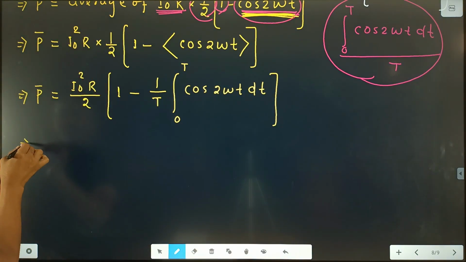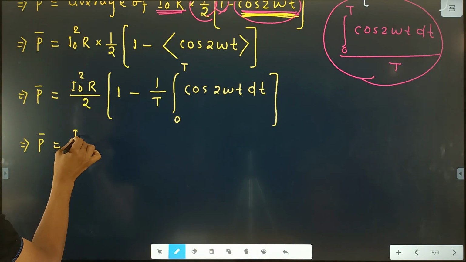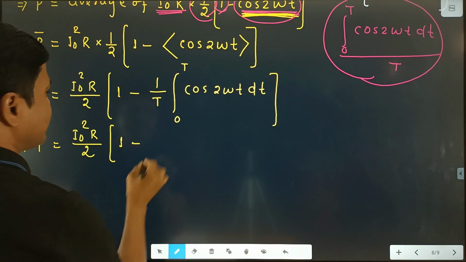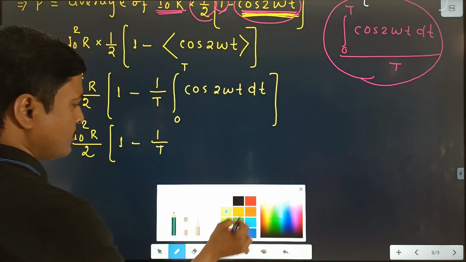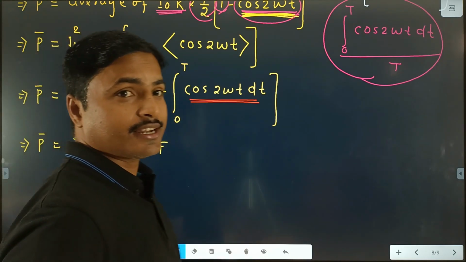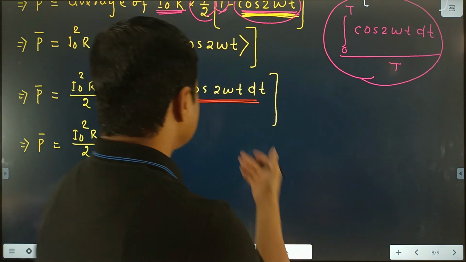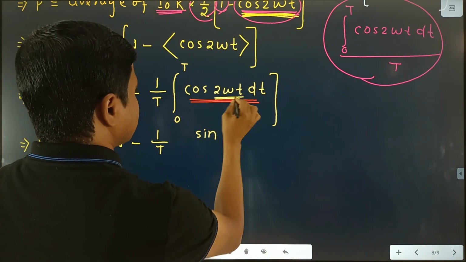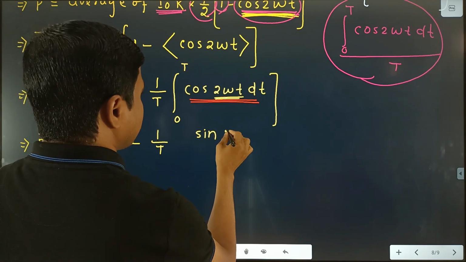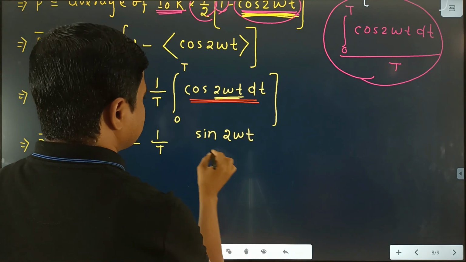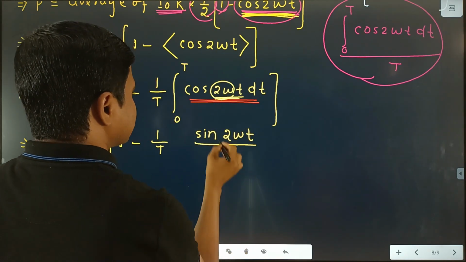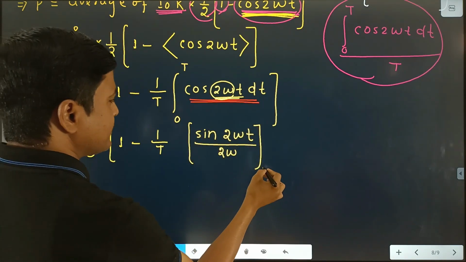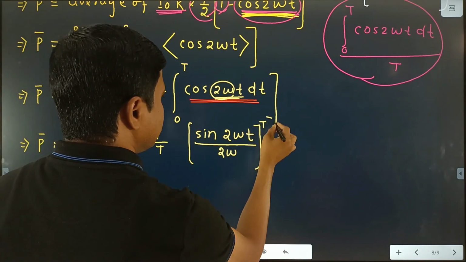That implies average power dissipated is equal to I0 square R divided by 2 multiplied by 1 minus 1 by T. What is the integration of cos 2 omega t? You know integration of cos theta is sin theta. So in place of theta, 2 omega t is there, so we write sin twice omega t divided by, here 2 omega is extra, so divided by twice omega. This is the integration of cos 2 omega t. We write from 0 to T.